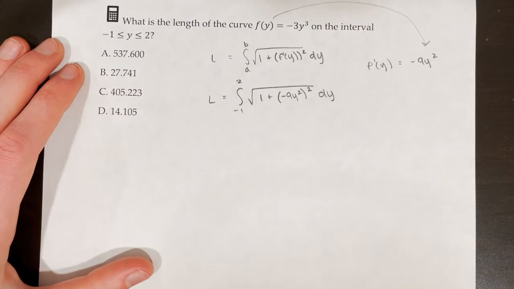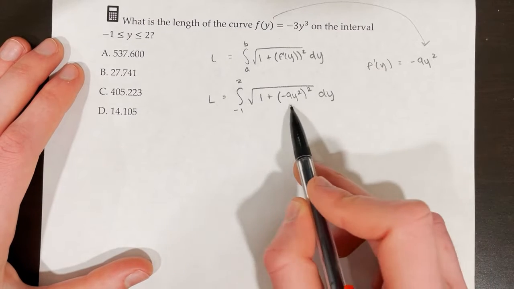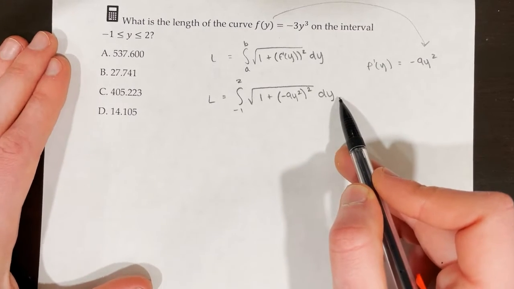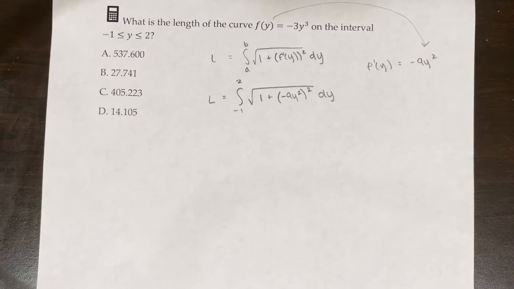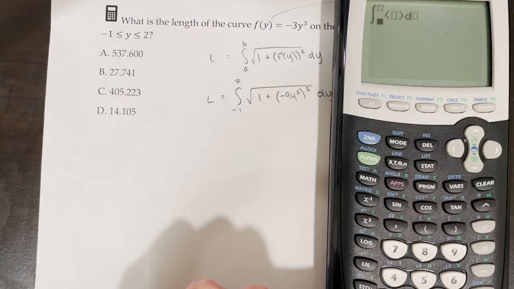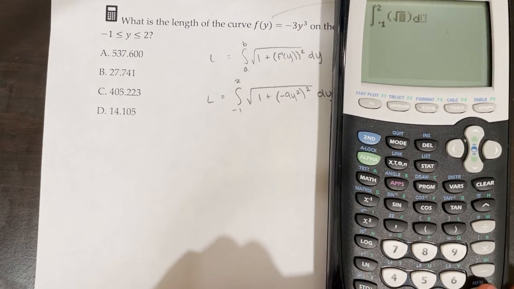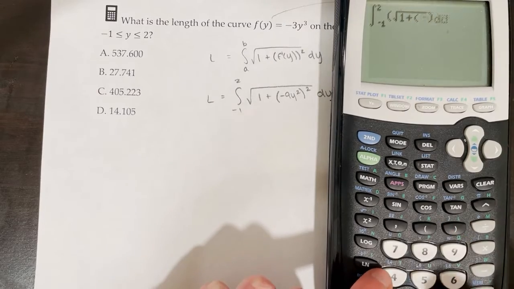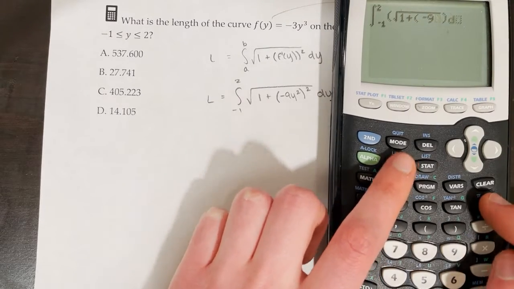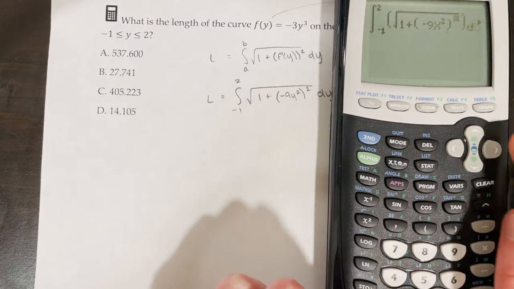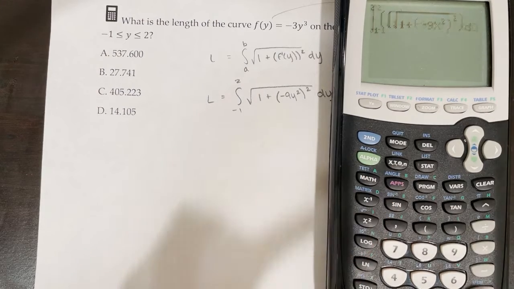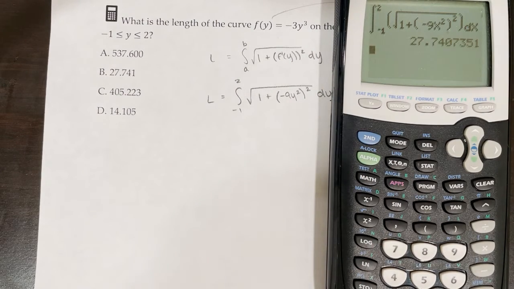Now, when I plug this integral into the calculator, I'm going to put an x in place of y. The calculator does not care whether you use x or y as your variable. It really only cares about the numbers. So I'm going from negative 1 to 2, and my integrand is the square root of 1 plus, open parentheses, negative 9, and I'm just going to do x here. X squared squared dx. That matches answer choice B, 27.741.